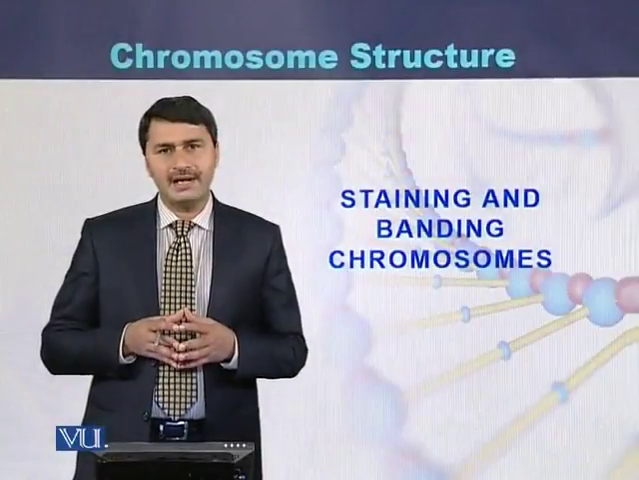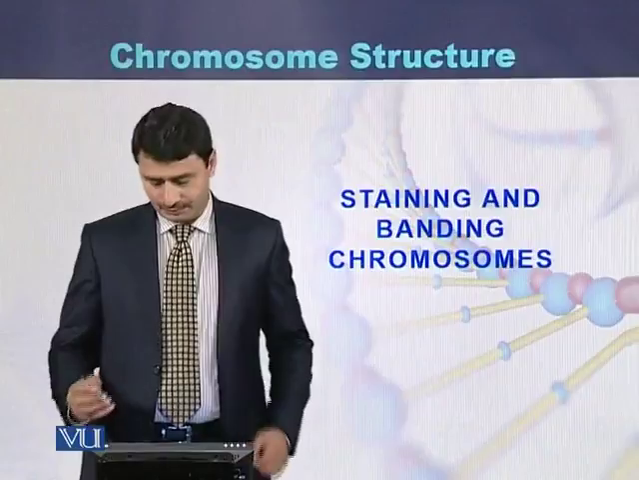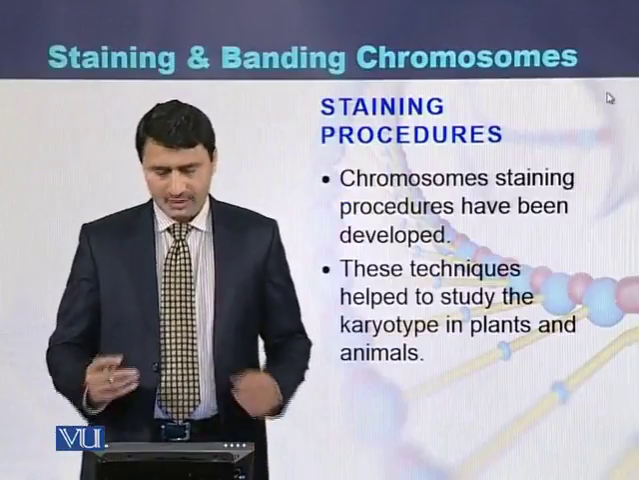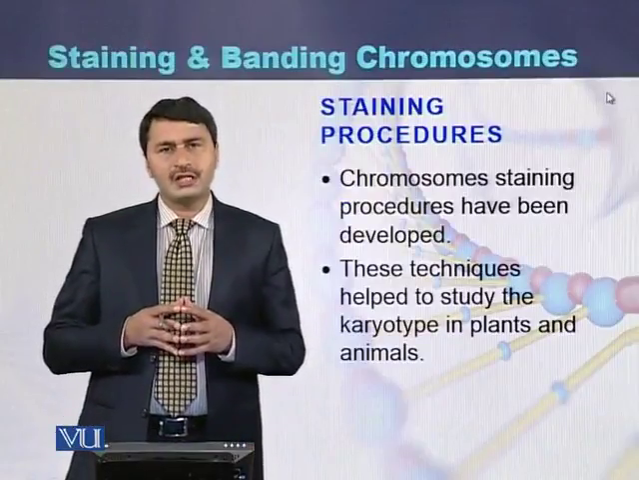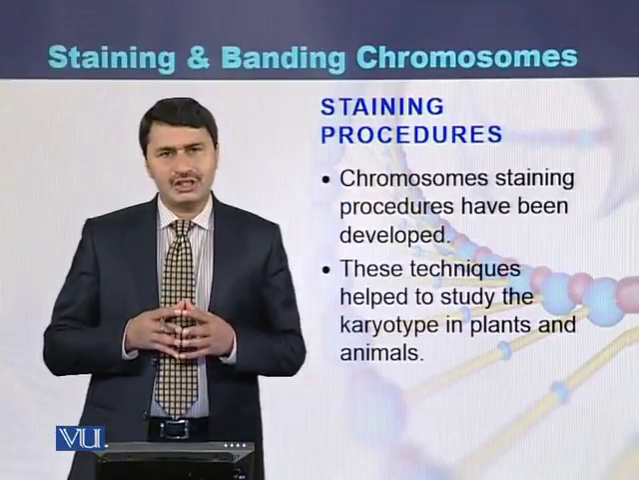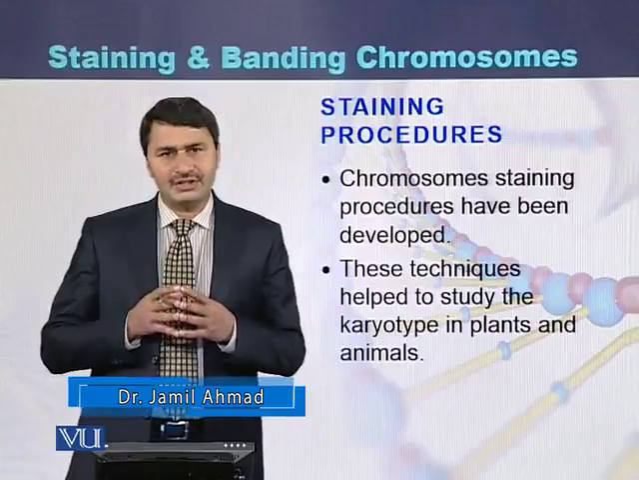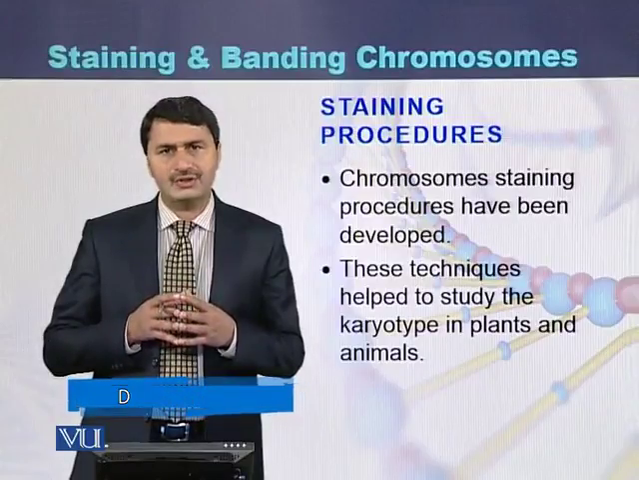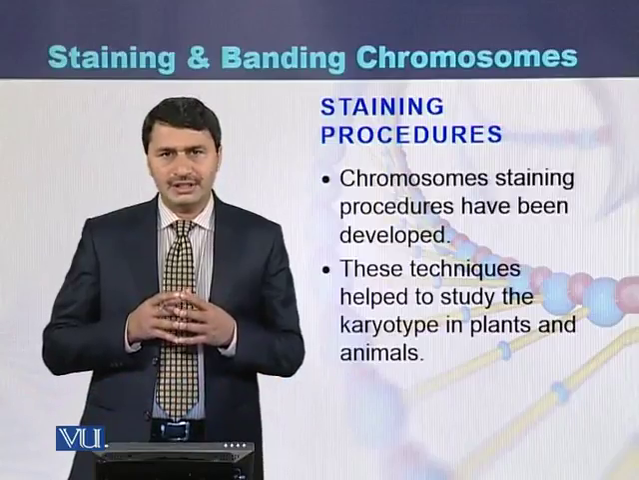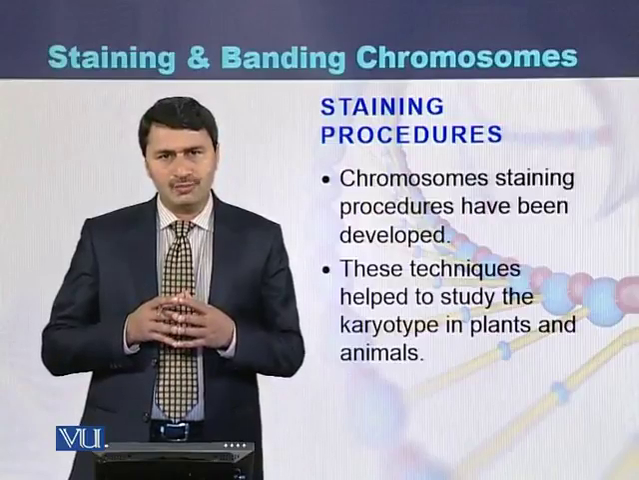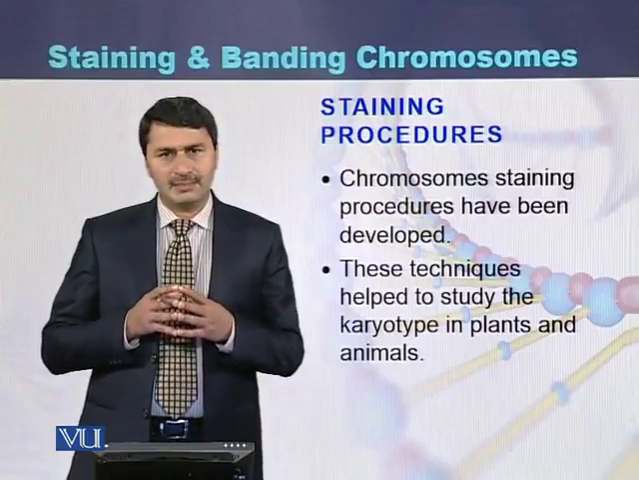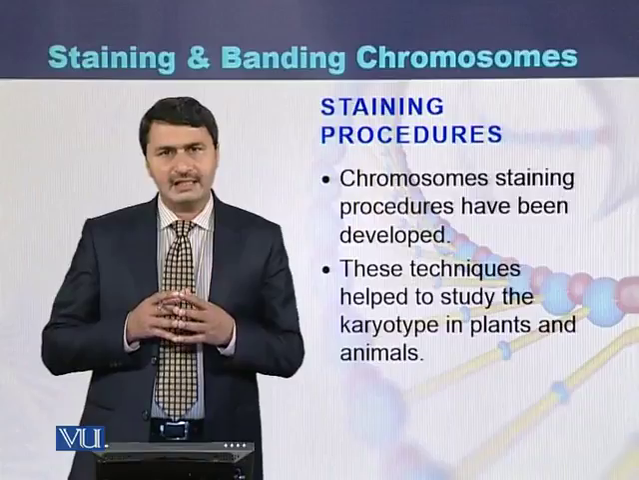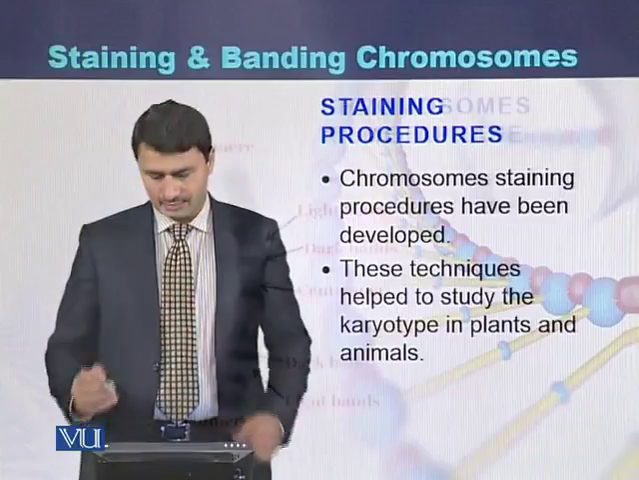Staining and banding of chromosomes. Chromosome staining procedures have been developed that help to study the different regions in the chromosome, or the banding patterns of the chromosome. These techniques have helped to study the chromosomes which are present in the plant cells as well as in the animal cells.